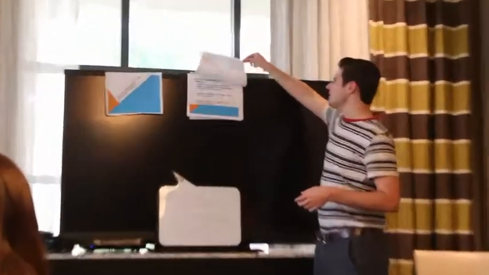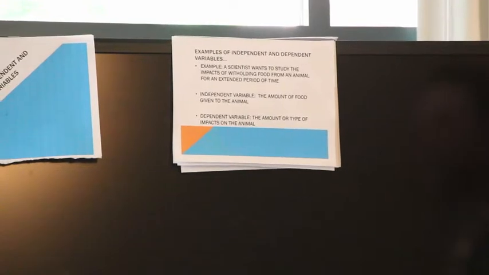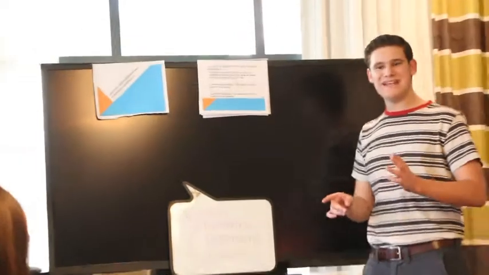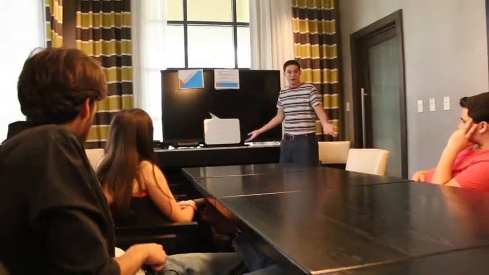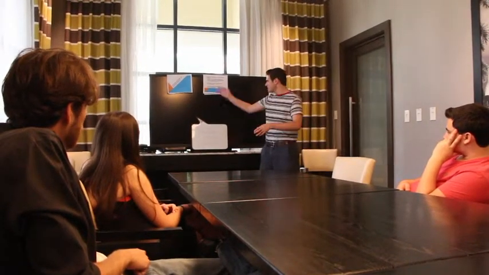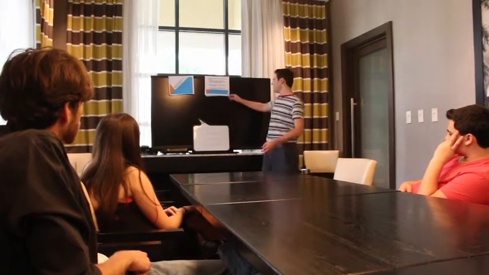And I want to show you guys a little example of how we can apply this concept to any experiment that we're doing. So here's our scenario. A scientist wants to study the impacts of withholding food from an animal for an extended period of time. What's the independent variable and what's the dependent variable? Well, what is the scientist changing? The amount of food given to the animal, right? So the scientist is going to change the amount of food, and what's going to depend on that or react to that? What's the dependent variable? And that's the amount or type of impact on the animal. So the scientist is going to change the independent variable and measure the results of the dependent variable.